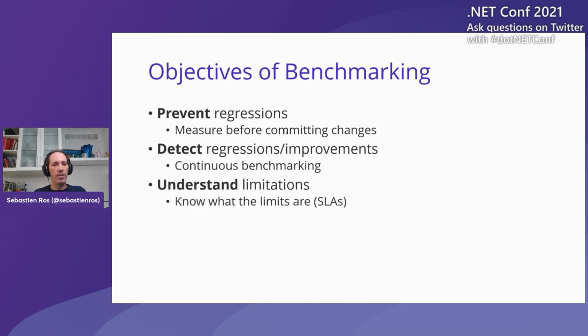The next part is to also understand your performance profiles. Sometimes it's not just about detecting regressions, it's about knowing what the limits are. For instance, how many users or clients can you support with a dedicated machine? Or what if you had half of the machines that you currently have? Or what if you changed from Windows to Linux or from Intel to AMD? You need to understand what those numbers are all the time. And that's related to SLAs.